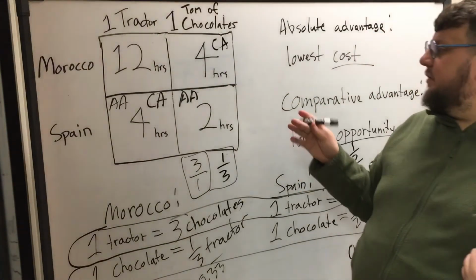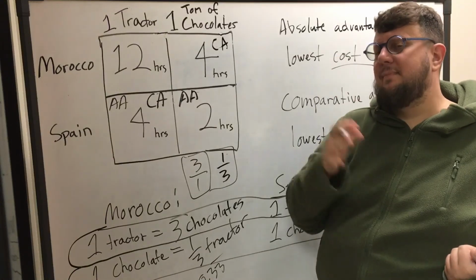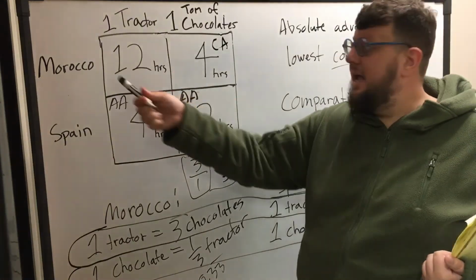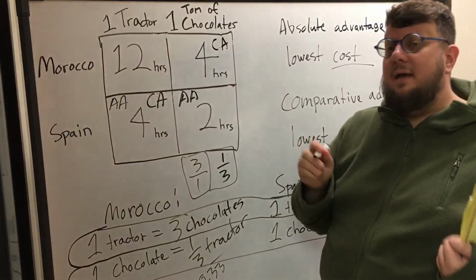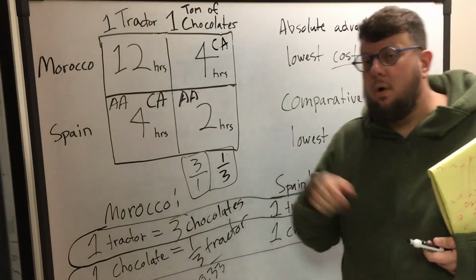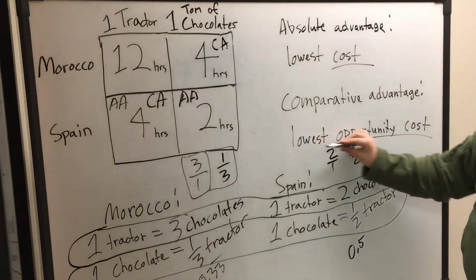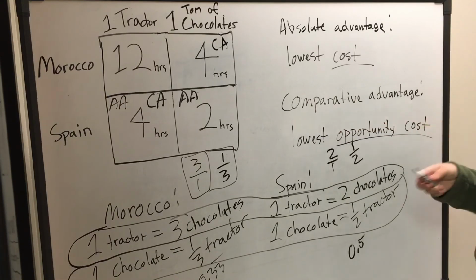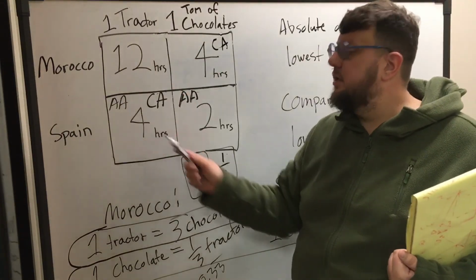If you want to take this further, what the question may be is who should make what and why? Well, in this case, Morocco should make chocolates because they have comparative advantage, or you could also say because they have the lowest opportunity cost for doing so, and Spain should make tractors for the same reason.